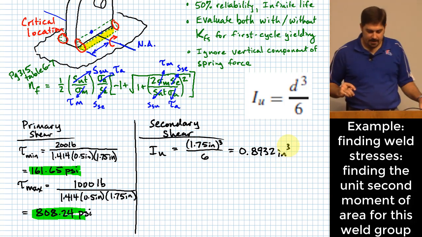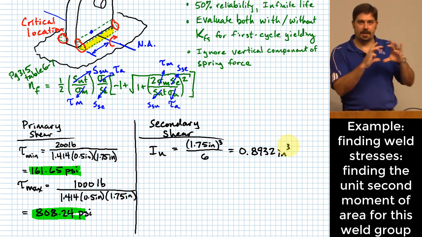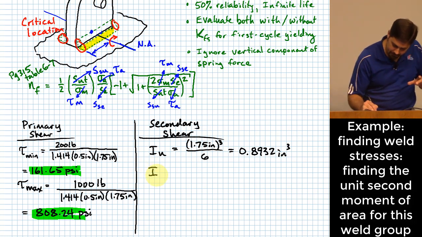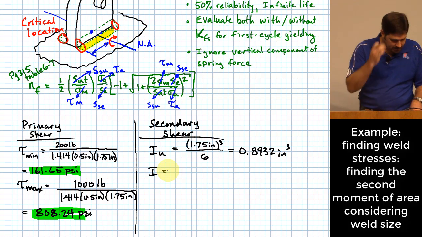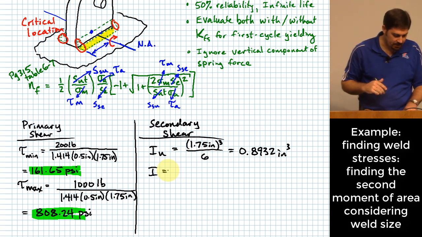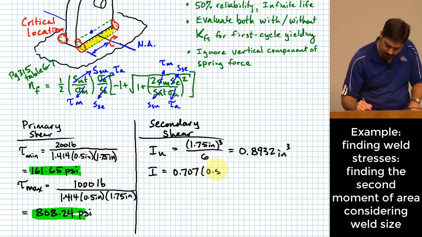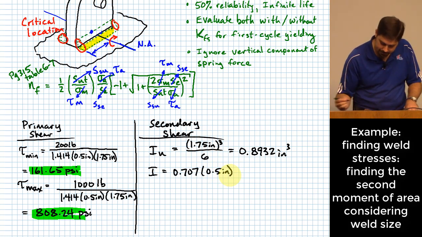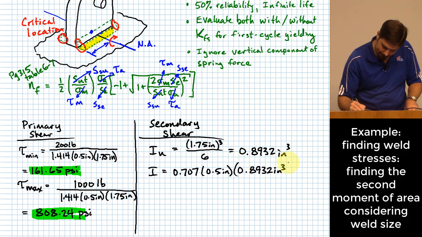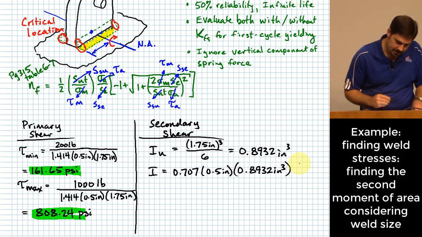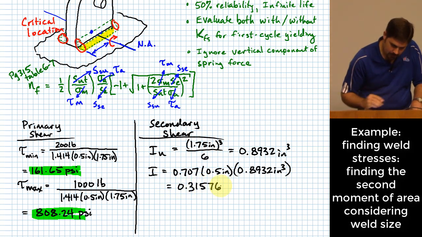Okay, and remember, this eliminates the weld size from consideration, and it just accounts for the geometry of the weld group itself, like how the welds are laid out. To get the overall second moment of area, you have to take this and multiply it by an equation on the previous page that is labeled C. It doesn't have a number to it, but it's labeled C on page 479. And you just multiply by 0.707 times the weld size times I sub u. Okay, and when I punch those in, this ends up giving me 0.31576 inches to the fourth.